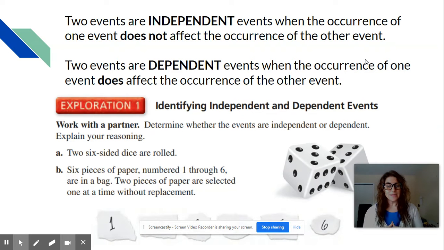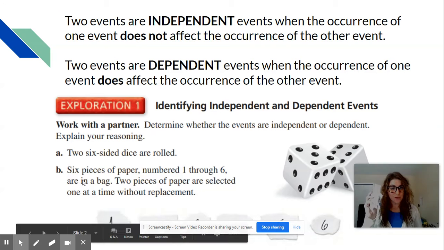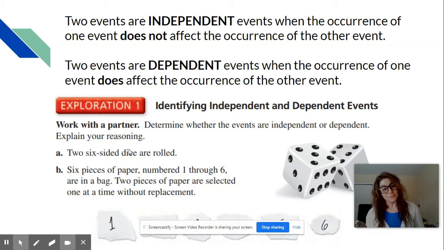Now, part B is I have 6 pieces of paper, 1 through 6. So something that looks like these, right? I've got numbers on papers. If I'm picking out 2 pieces of paper, one at a time, which is important here, I'm not grabbing 2 pages in a clump. I'm picking one out and then a second one out. Do they have an impact on the second one? And the answer is yes here.